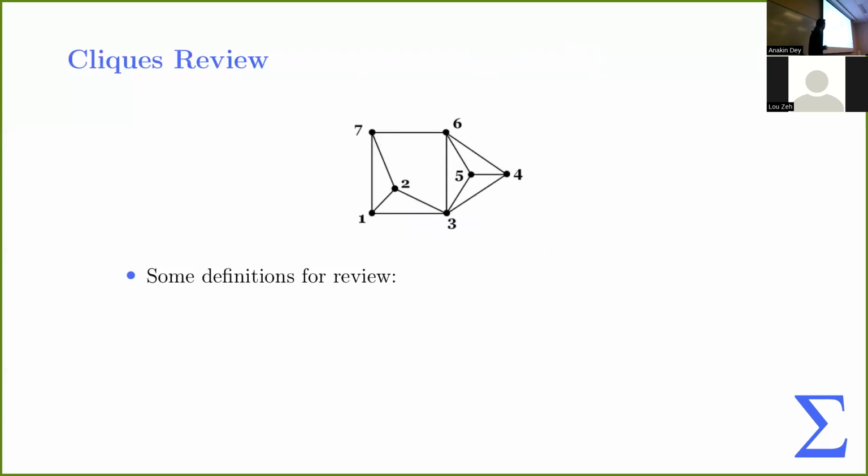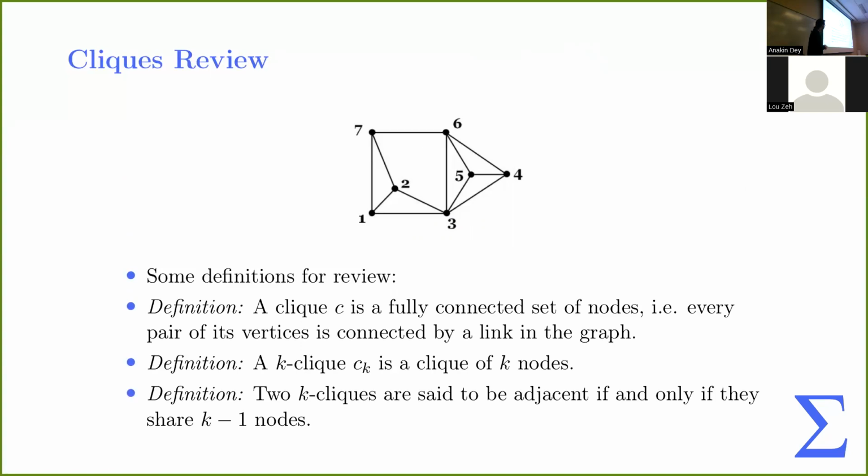Here's a graph. We've got some points. We're going to be looking at this a bit while we review what a clique is. If you have not learned it, a clique is a fully connected set of nodes, which means that every pair of its vertices is connected by a link in the graph. For example, here we've got these triangles, right? A triangle is made up of 3 points, and each point is connected to each other point. So 3, 4, and 5; 4, 5, and 6; and 1, 2, and 3 are all 3-cliques. A k-clique means a clique of k nodes, so any triangle is a 3-clique. If you look at 3, 4, 5, and 6, those are all connected to each other, so that's a 4-clique, and so on and so forth.